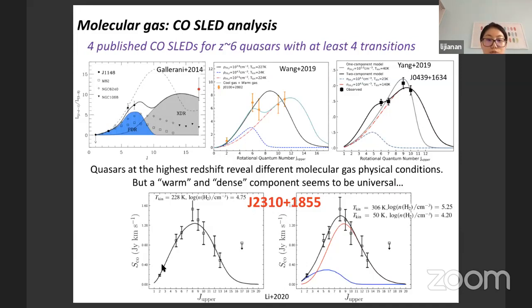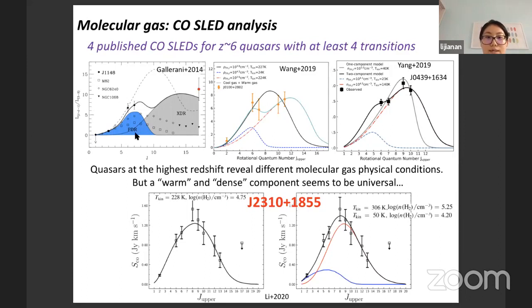If we use one gas component to fit the data, we get a warm and dense gas component with a temperature of around 228 Kelvin and a molecular hydrogen density of 10 to the 4.75 per cubic centimeter. And if we use 2 models to fit the data, we get a cold component in blue with a temperature of 50 Kelvin and a warm component with a temperature of around 300 Kelvin.